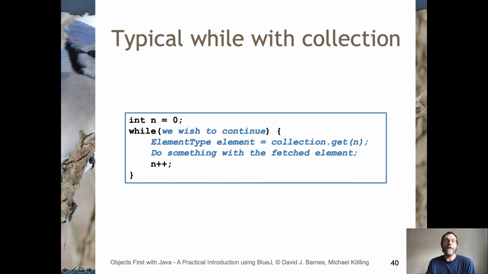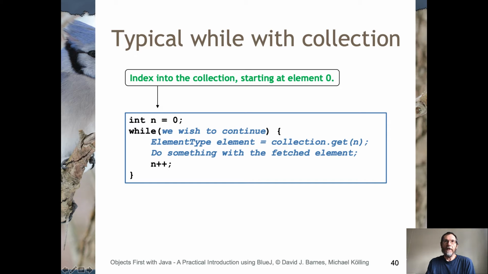Having retrieved that item, we're then probably going to want to do something with the element we've just fetched. And then a really important final step at the end is to make sure that we increment the value of the index variable so that the next time around the loop we will be processing the following item after the one that we've just processed.